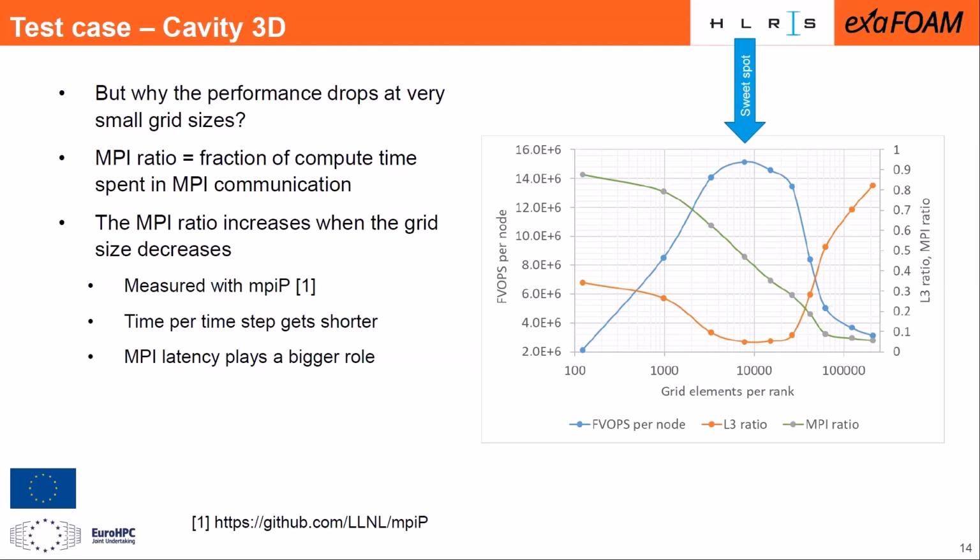It's because the time per time step decreases a lot when we have a very small grid, and then the latency of the MPI plays a larger role. We see that when we have a grid of around 100 grid elements per core, we are spending almost 90% of the time in MPI communications inside one node. There's no communication between nodes.